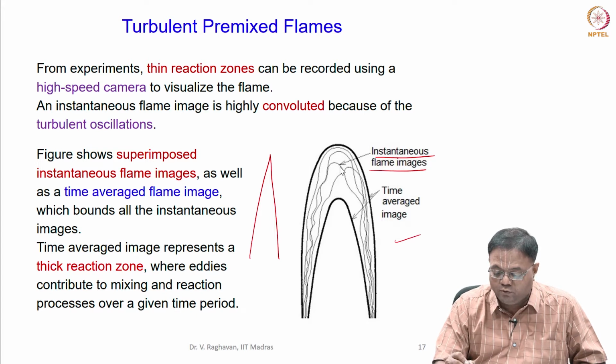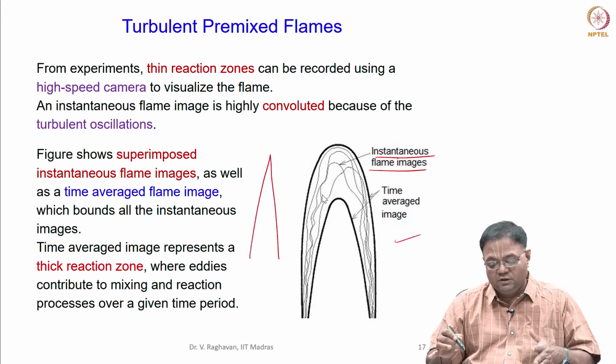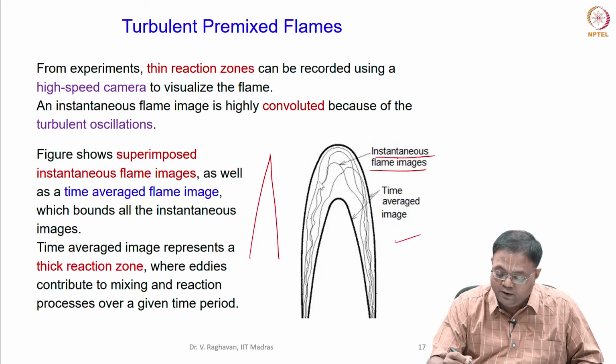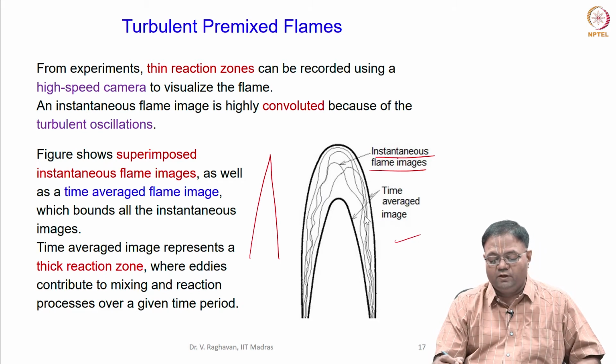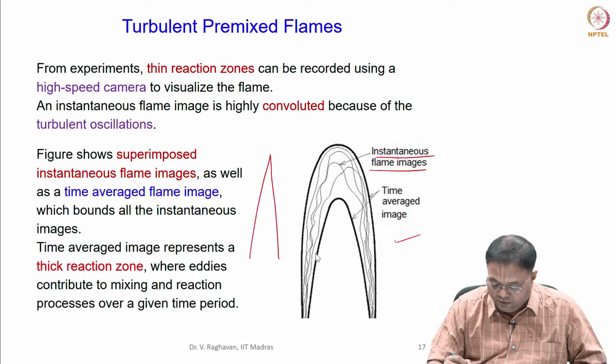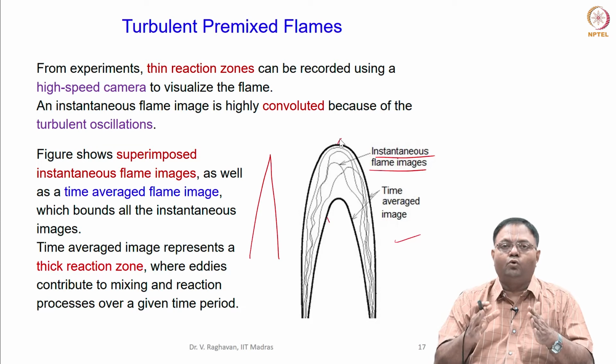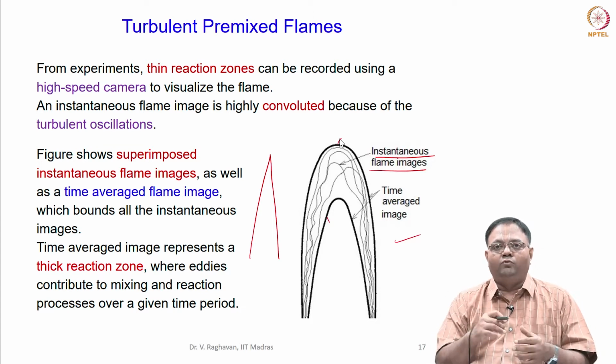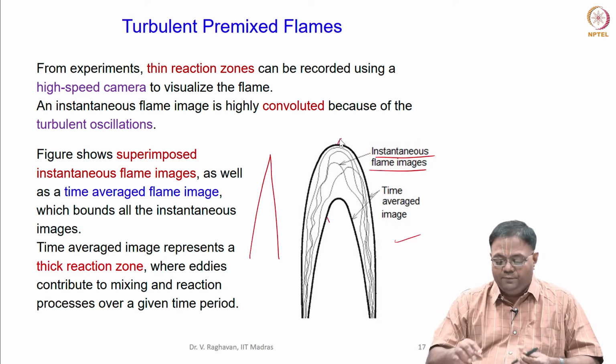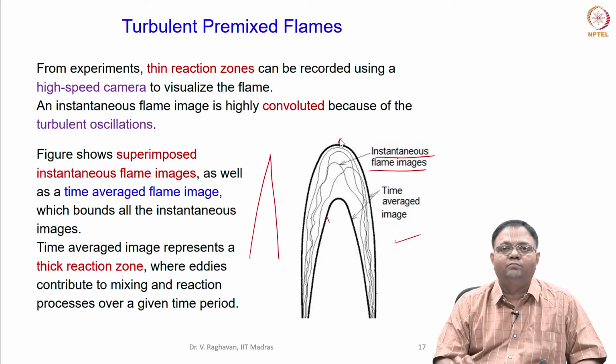At one time instant you get a flame which is convoluted like this, acted upon by the eddies. Similarly, we will see different time instants, and you can see that this boundary, this boundary and this boundary will be the boundary which will include all the flame oscillations. That means the flame will be extending only within these boundaries.